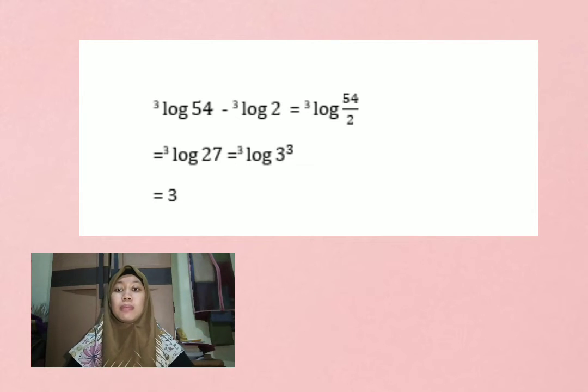Next, solution of number 2. Log 54 to the base of 3 minus log 2 to the base of 3. This is using the characteristic of logarithm. So it can be log 54 over 2 to the base of 3 equals log 27 to the base of 3 equals log 3 raised by 3 to the base of 3 equals 3.